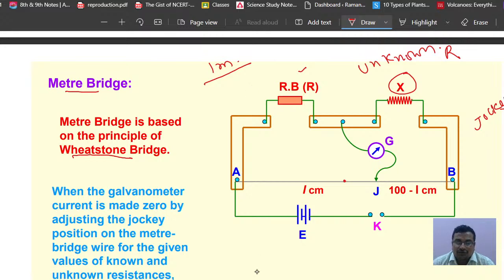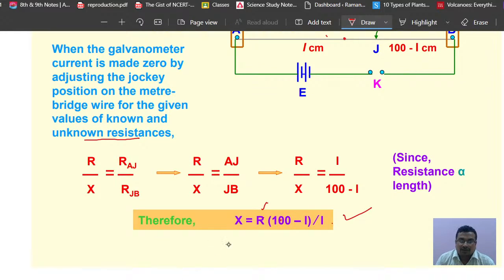By the resistance box, we know the value of R. By the null deflection, the zero deflection, we can find the value of L. The remaining length becomes 100 minus L. Putting in these values: the resistance we apply in the resistance box, and the length of the wire where there is zero deflection. The resistance of a wire is proportional to the length of the wire. So by this equation, my dear friends, we can find the unknown resistance.